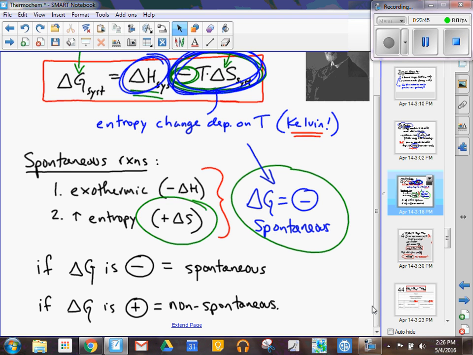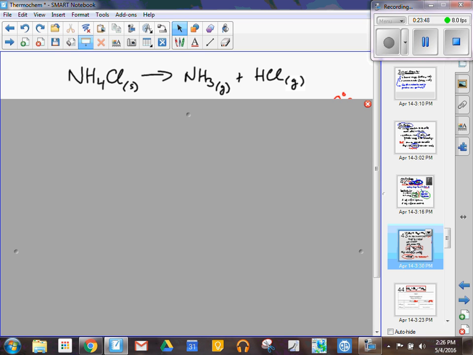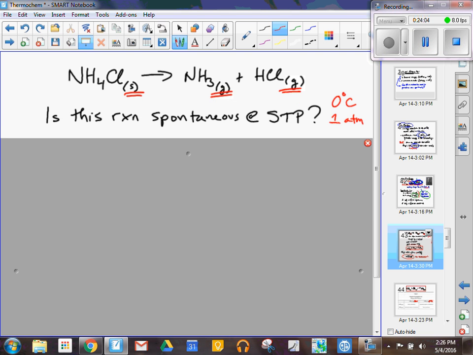And so let's look at an example of this reaction. Here's a decomposition of solid ammonium chloride into two gases. So notice we start with a solid and we decompose to two gases, so entropy is going to be positive. Here's the question: is this reaction spontaneous at standard temperature and pressure? They're right here, 0 degrees C and 1 atmosphere of pressure, which we'll learn about next unit.